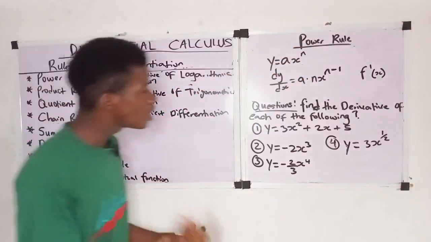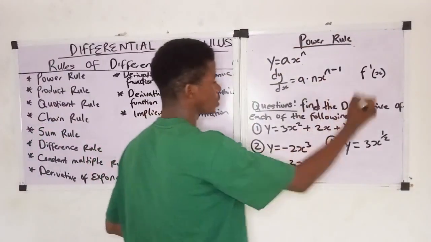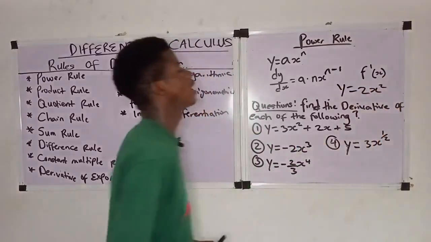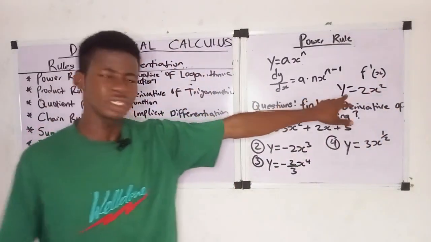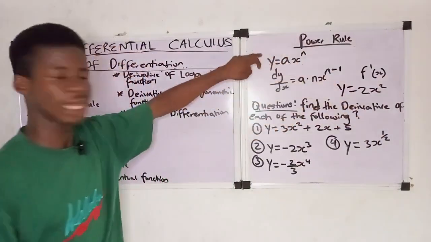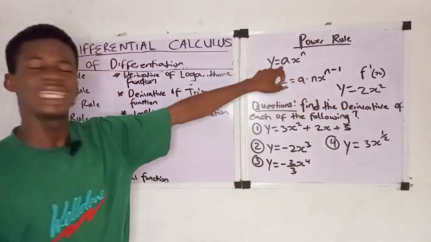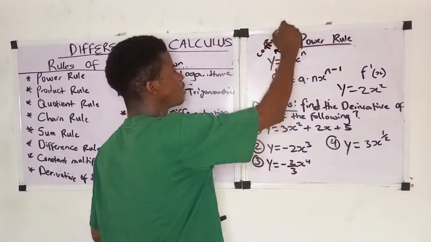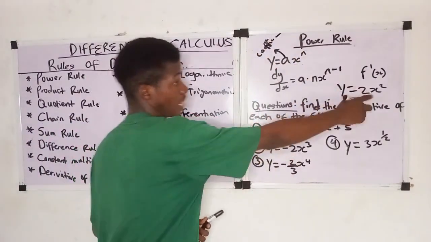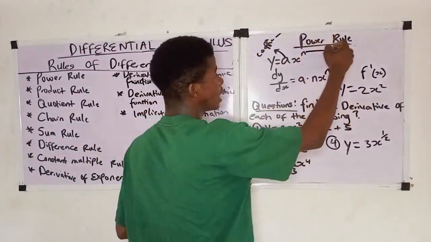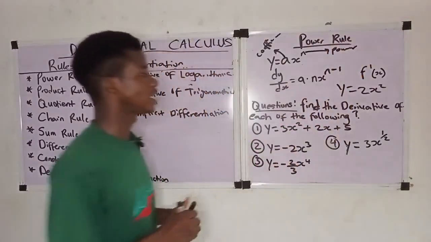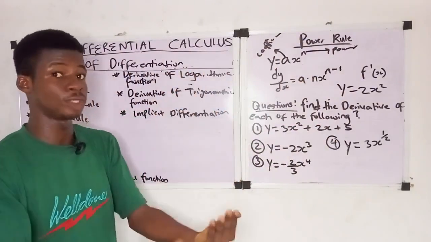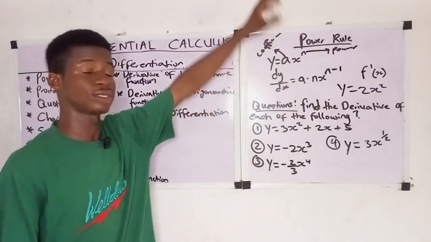Let's say, for example, they give us a particular question: find the derivative of y is equal to 2s squared. If you look at this question, it looks exactly like this. This is y. Then a is the coefficient of s, then s is the variable, and n is the power. So this is how questions coming from the power rule are presented: y is equal to a s raised to power n.